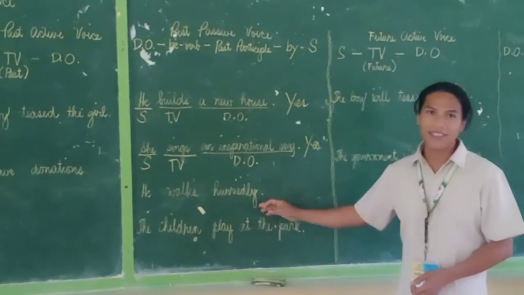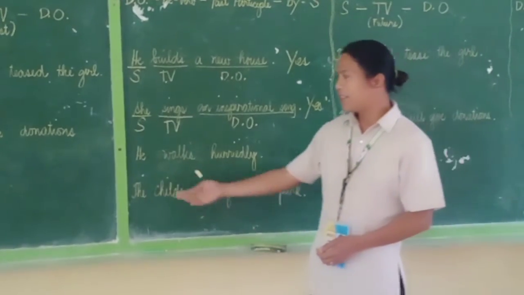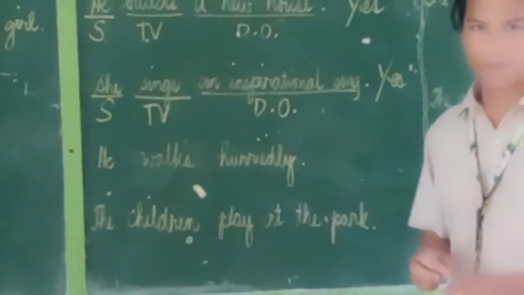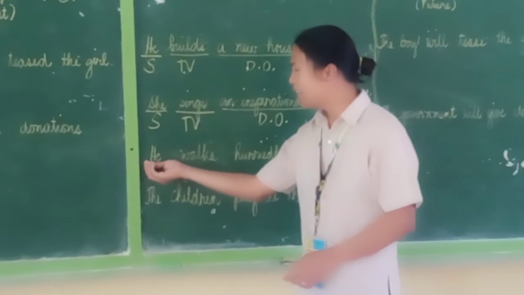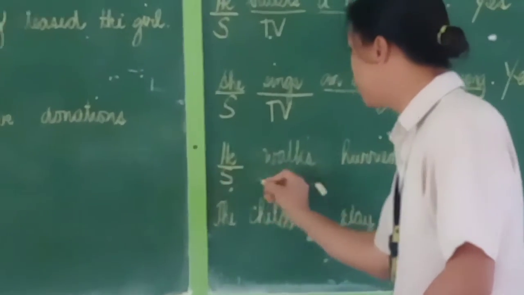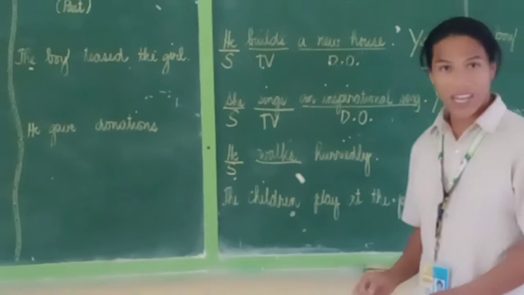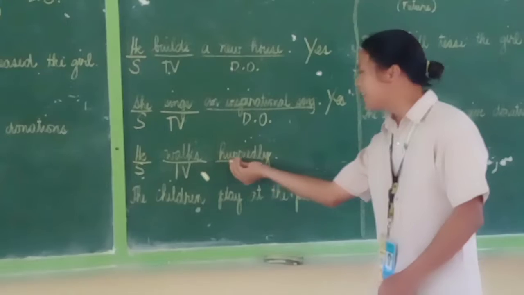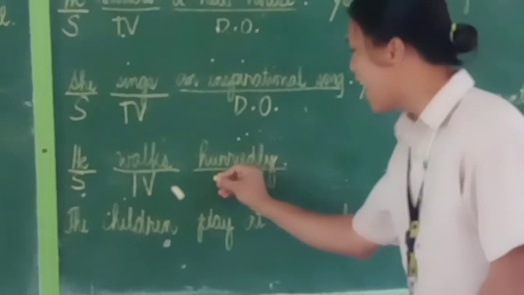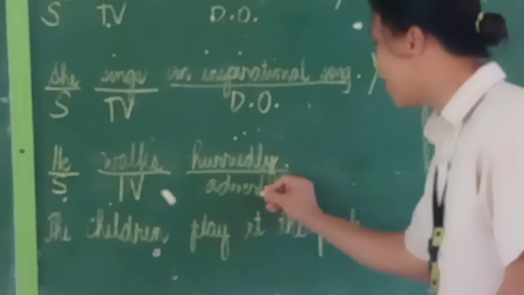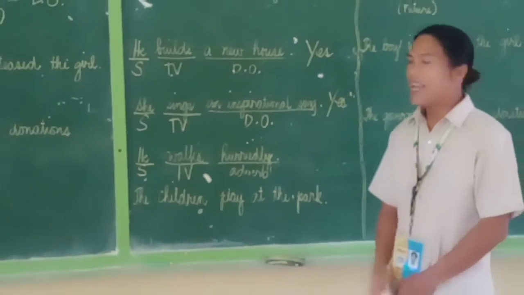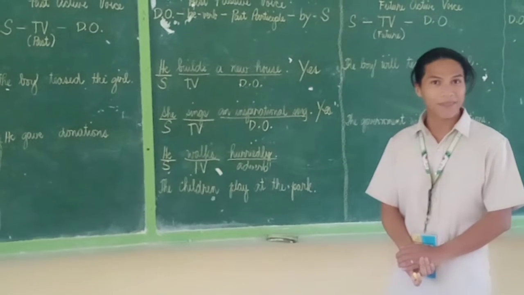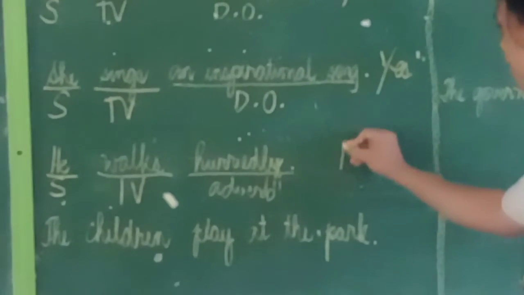What about the remaining sentences? Okay, let's have this one. Read. He walks hurriedly. So our subject is he, and our verb is walks, which is an intransitive verb. And hurriedly is our phrase, which is an adverb or adverbial phrase. Can this active voice sentence be rewritten to passive voice? So the answer is no.